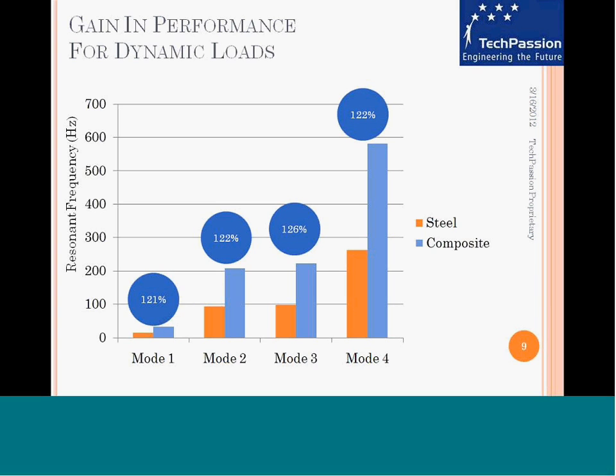So what is its implication? For example, this is a structure on which there is rotating machinery kept, and it keeps exciting it at a frequency very close to the fundamental. What that would mean is the rotating machinery could actually be running at a speed which is 120% higher than the speed at which it could be running when it is placed on a steel beam. So that's the key insight out of these numbers. That's the gain in performance that you can get for dynamic load when replacing steel with composite.